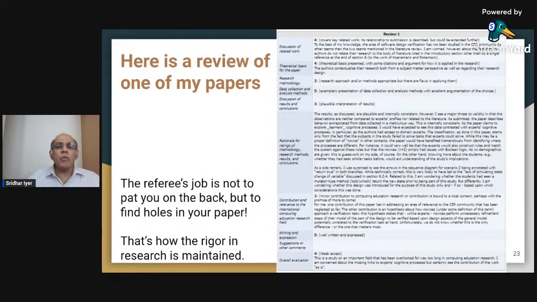Now the key point to remember here is, although a lot of work went into the paper and it's almost there, it almost made it, the referee's job is not to pat you on the back. The referee's job is to find holes in your paper. And that's how the rigor in the research is maintained.